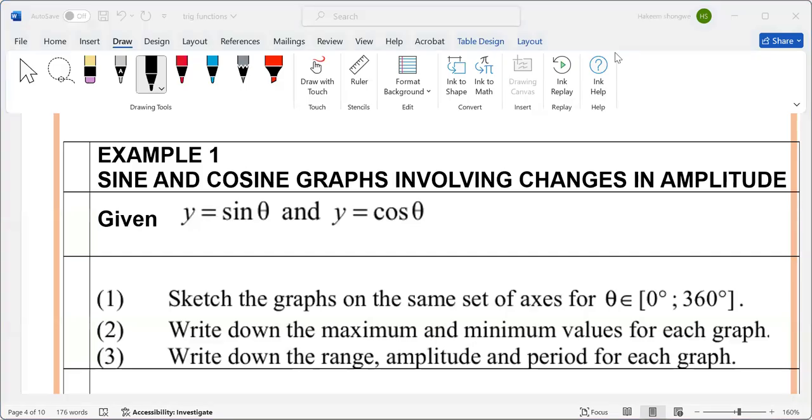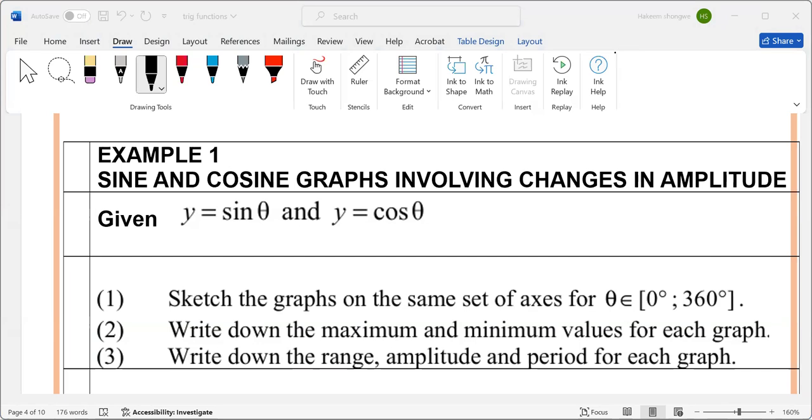So we're going to look at the sine and the cosine graph involving the change in amplitude. We can change our amplitude, and then we're going to check how best we can get the amplitude. Now, the amplitude is whatever is before the trig function, a positive value. There's a simplest way to get it so that we don't have to cram it.